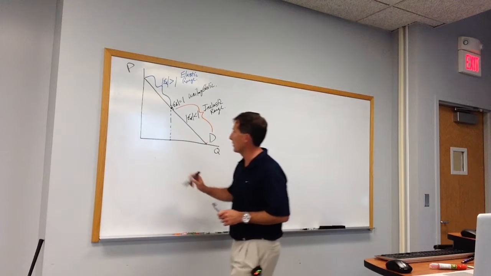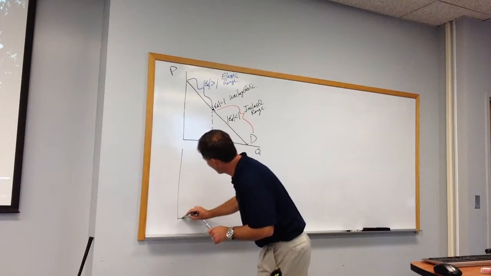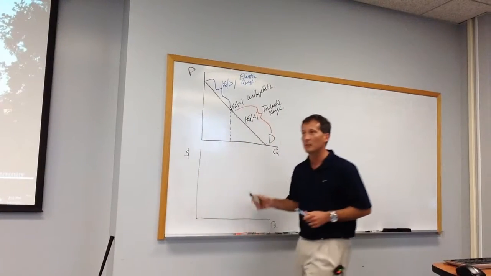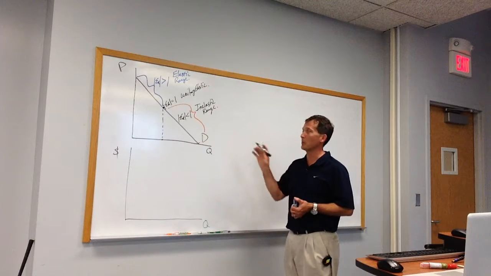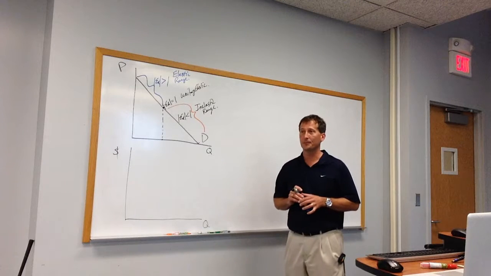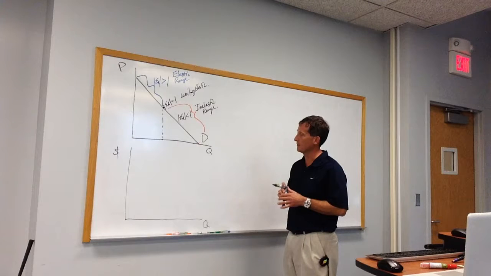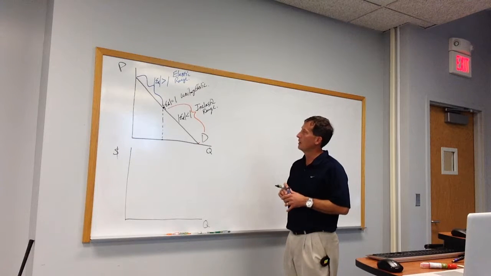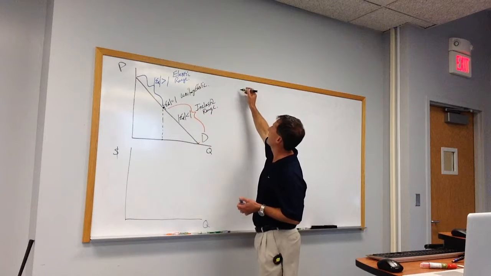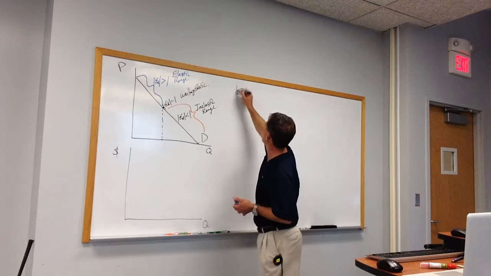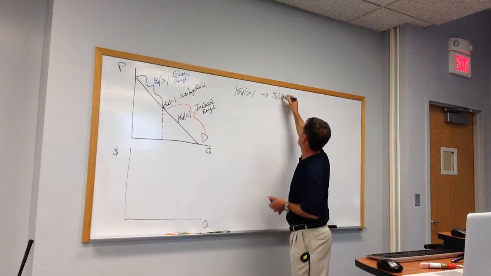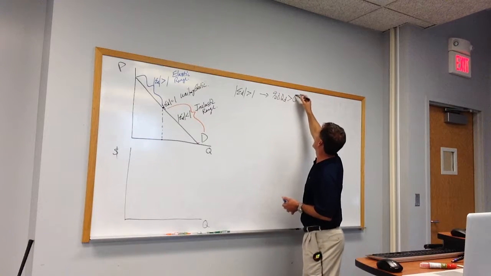Just so you have a placeholder, I'm going to tie in a graph down below. But before we get there, I want to show you one other step with the formulas. What is the word next to when it's equal to 1? Unitary. Unitary elastic. From the formula, if the elasticity of demand is greater than 1, it's elastic. That implies that the percentage change in quantity demanded is greater than the percentage change in price.